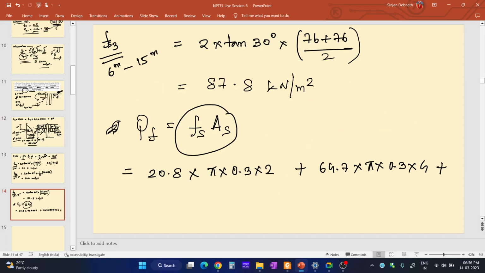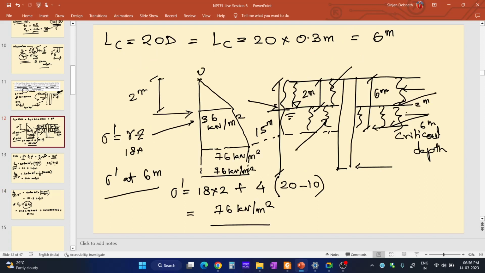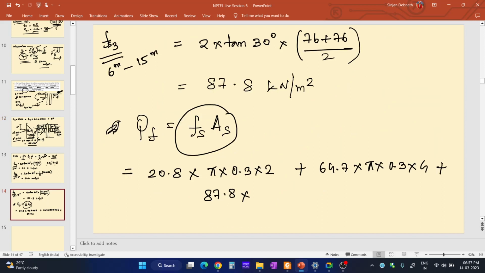Plus Fs3, that is the last portion. For the last portion, Fs3 is how much? Fs3 is 87.8 kilonewton per meter square. And what is the surface area of the last portion? That is from 6 meter depth to 15 meter depth. How much is the thickness? 15 minus 6, it is 9, right? Yes, it is 9. So the surface area of the last portion is pi into 0.3 into 9, right?